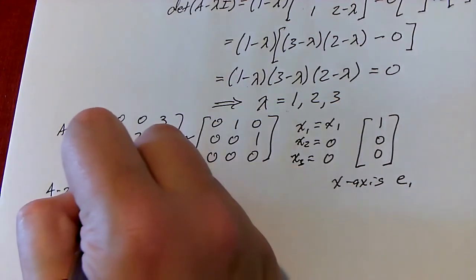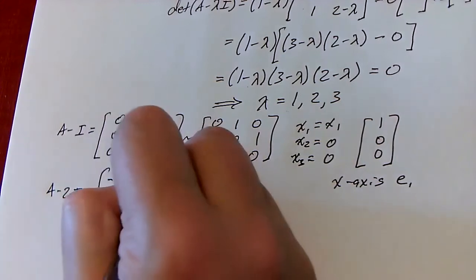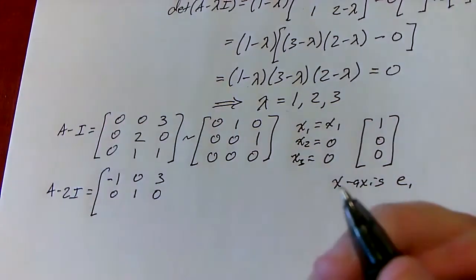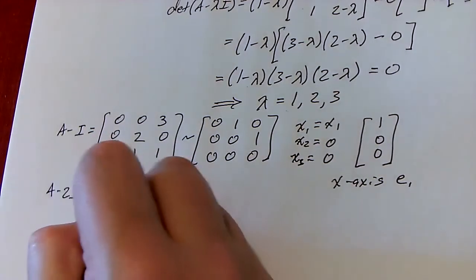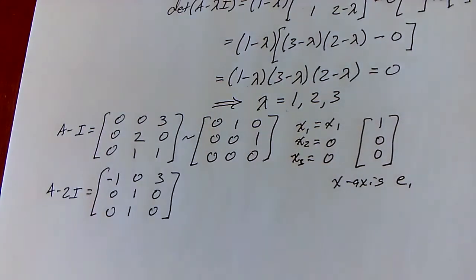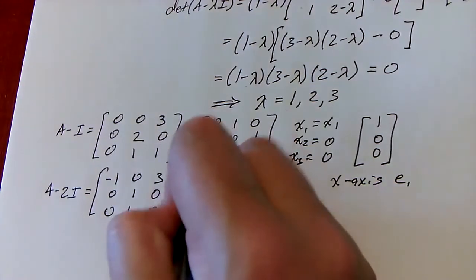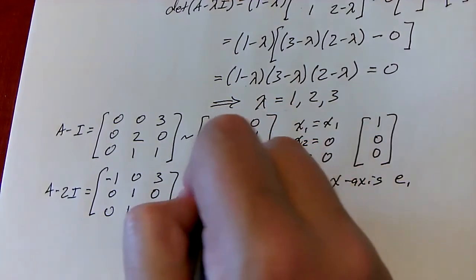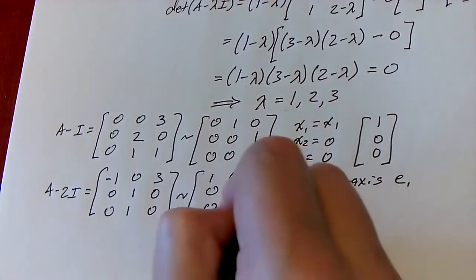1 minus 2 is going to be negative 1. 0 and 3 stay. 0, 1, and 0. 3 minus 1 is 1 there. 0, 1, and 0 for the last row. So I row reduce this. I'm going to get 1, 0, negative 3, 0, 1, 0, and all zeros in the bottom row.